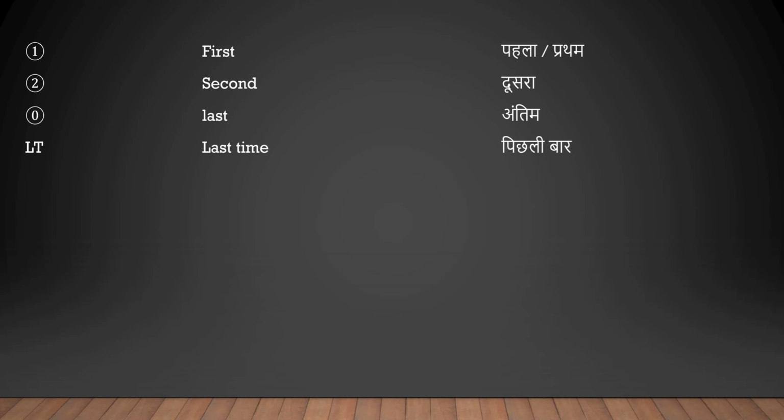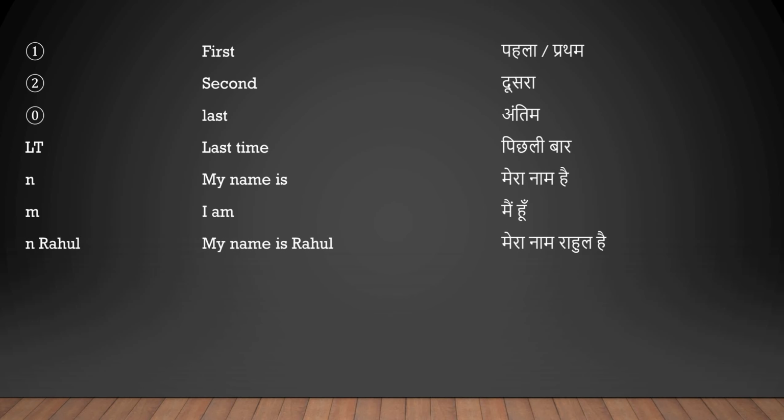LT means last time, पिछली बार. N means my name is, मेरा नाम है. M means I am, मैं हूँ. So these are also very helpful. I'll just show an example. N Rahul means my name is Rahul, मेरा नाम राहुल है. M Rahul means I am Rahul, मैं राहुल हूँ.